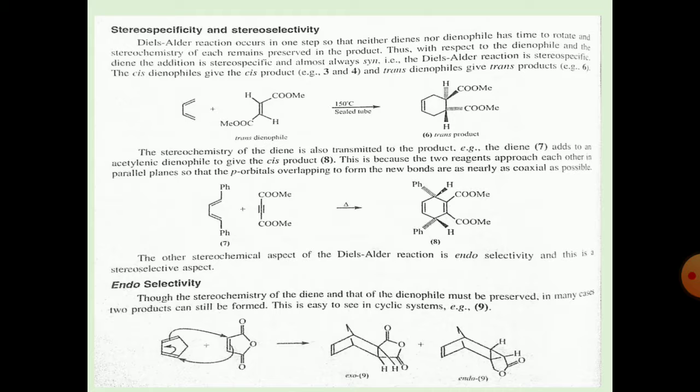The other stereochemical aspect of a Diels-Alder reaction is the endoselectivity, and this is the stereoselective aspect. What is the endoselectivity? The stereochemistry of the diene and the dienophile must be preserved. In many cases the two products can still be formed. This is easy to see in the cyclic system.